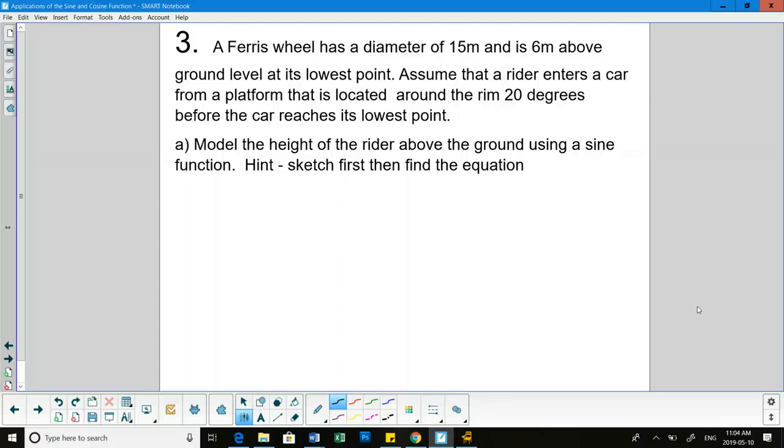So we've been doing horizontal displacement from the center and vertical displacement from the center. Now we're modeling from the ground, vertical displacement from the ground. As a function, model the height of the rider above the ground as a sine function as they rotate around. Okay, we're going to make a little sketch first of what's happening, and then that will help us develop our graph. Okay, so here's our Ferris wheel.